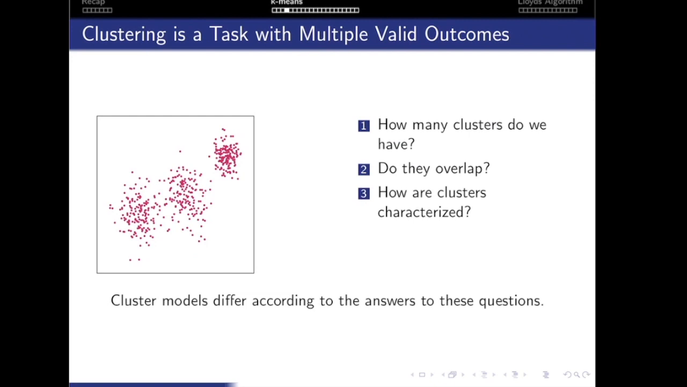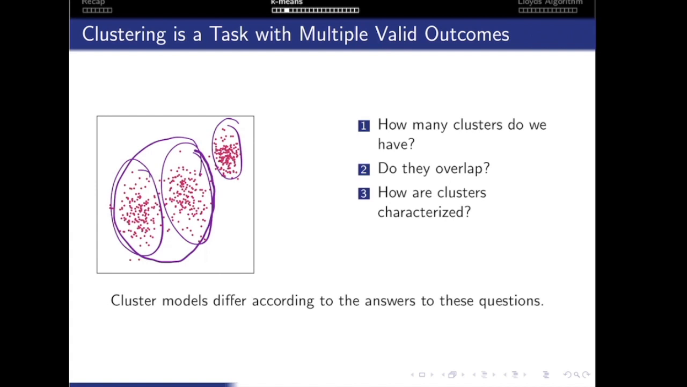So clustering is a task with multiple valued outcomes. Here, for example, you see the plot of 3 clusters, so you have these 3 blobs, right? But there could maybe also be an argument that these 2 clusters belong to one cluster. This is a bit unclear, but usually I would say that these are 3 clusters. And for clustering, these 3 questions which are outlined here matter.